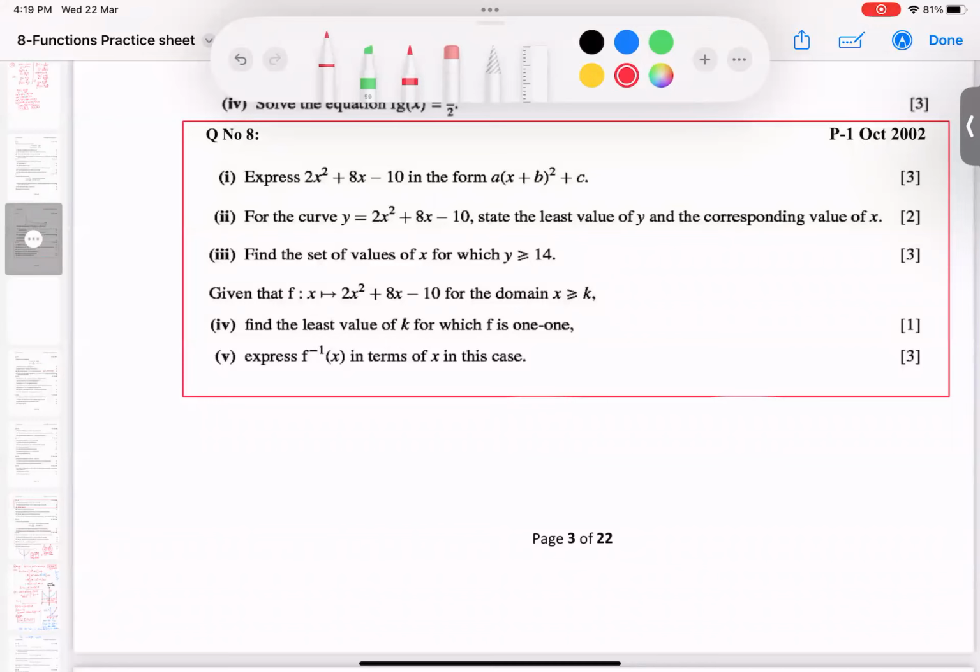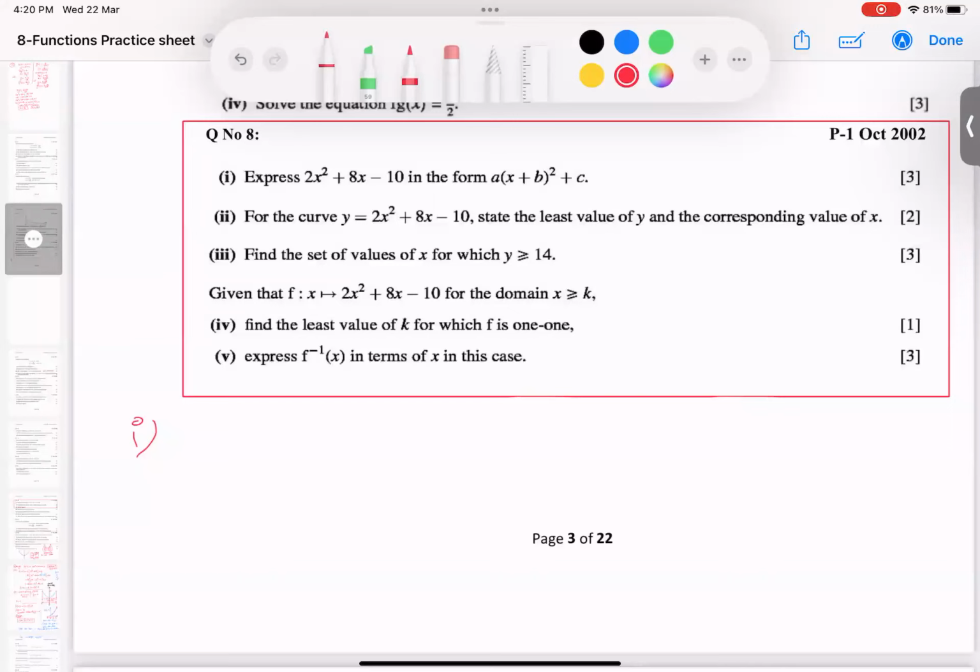Yes, student, I think you took a reasonable time and you tried this question. So now I'm going to do this question myself. Compare your answer with my answers. Part I. He said completing square form. So let's see how we can do completing square form. Completing square form is not hard at all.